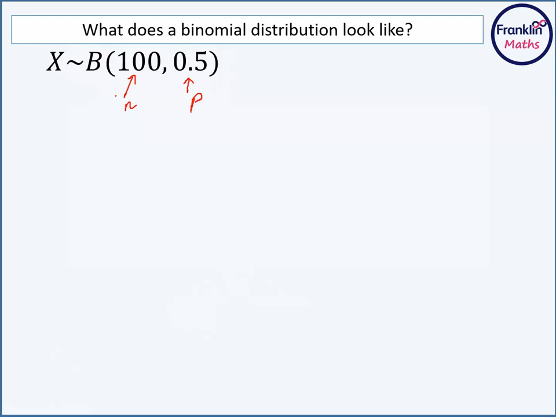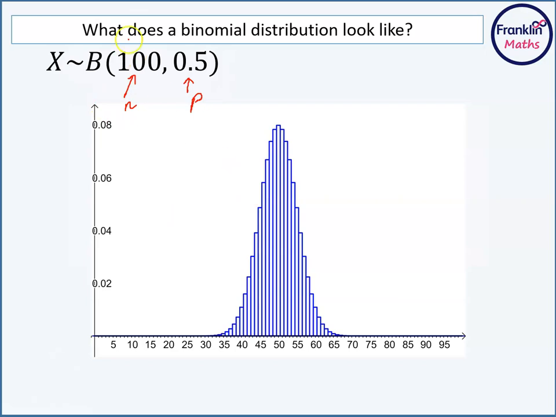Okay. Now, have a look at this picture. This is the picture that you get if you plot all these different values here. So this tallest bar here is the probability that X is equal to 50. And if you have a look, it's still a very, very small percentage. And you'll notice there's quite a steep drop off.